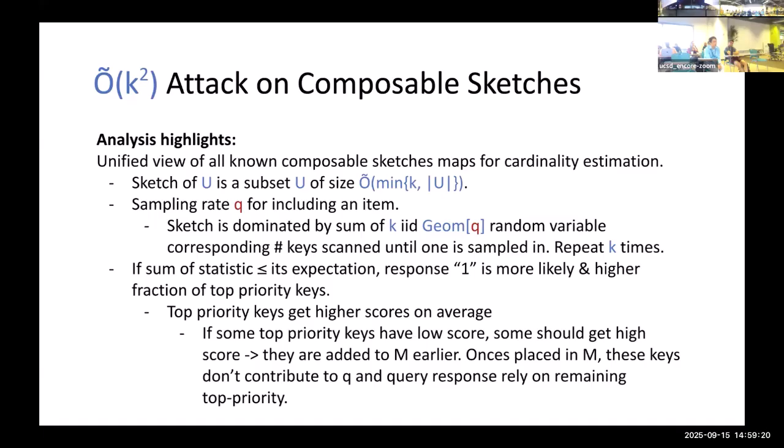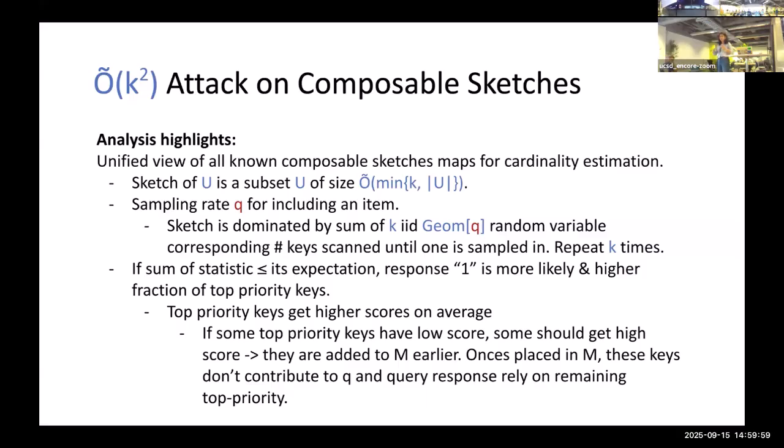So when the sum of our statistics is smaller than expectation, then the probability of responding 1 is higher, and then also a higher fraction of top priority keys will be included. So again, the idea is that the top priority keys will get higher scores on average. So some of them might get low score, but some of them will get high score. So then we will extract the high score and we will add them to our mask.